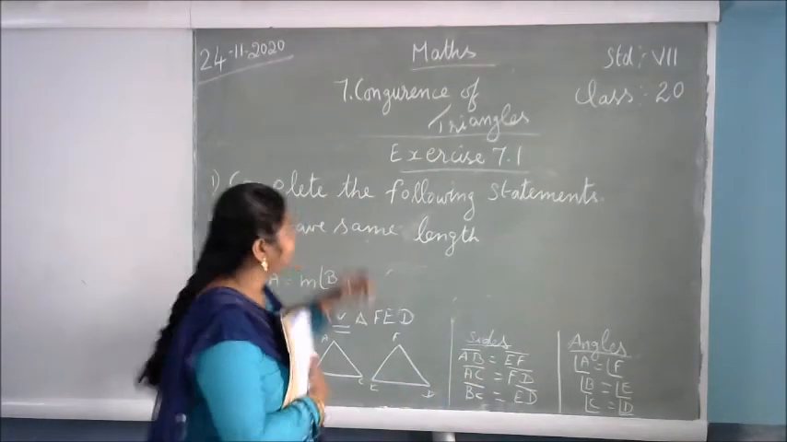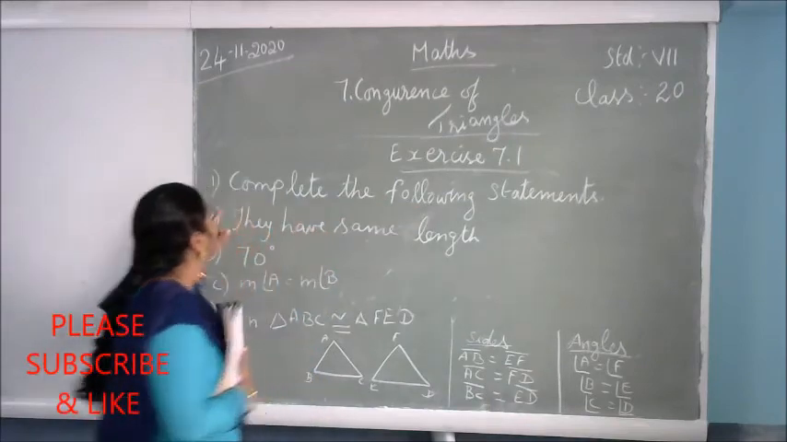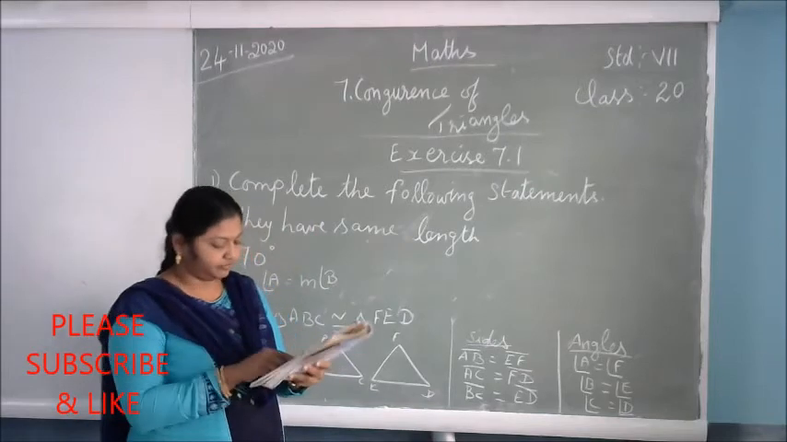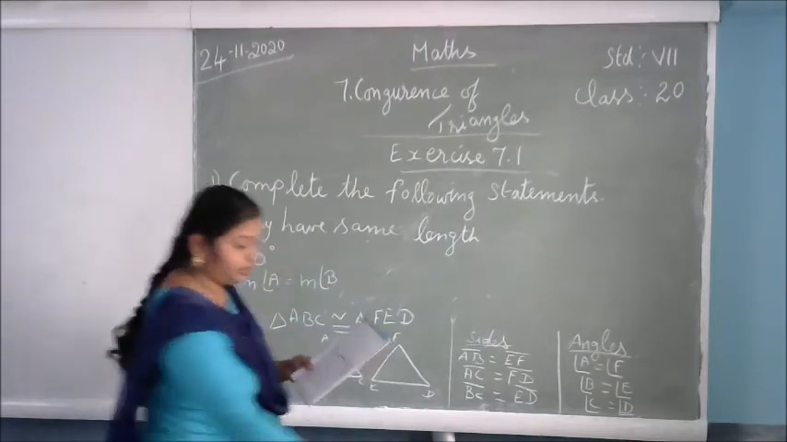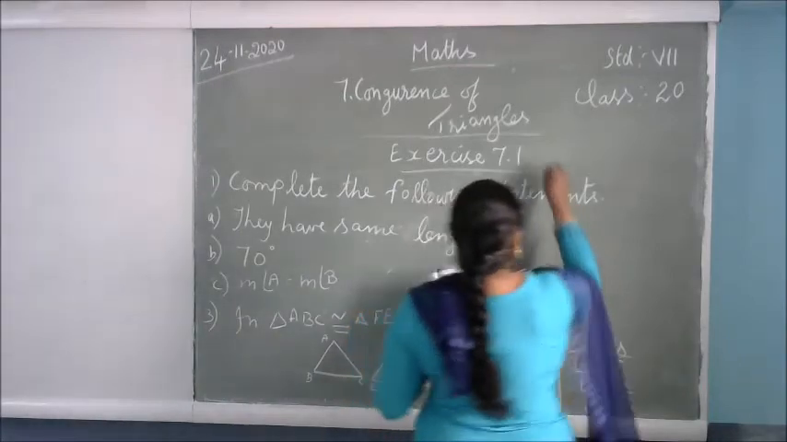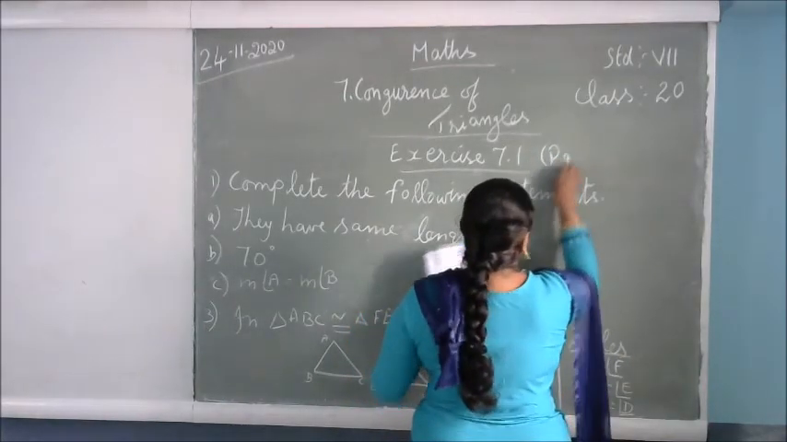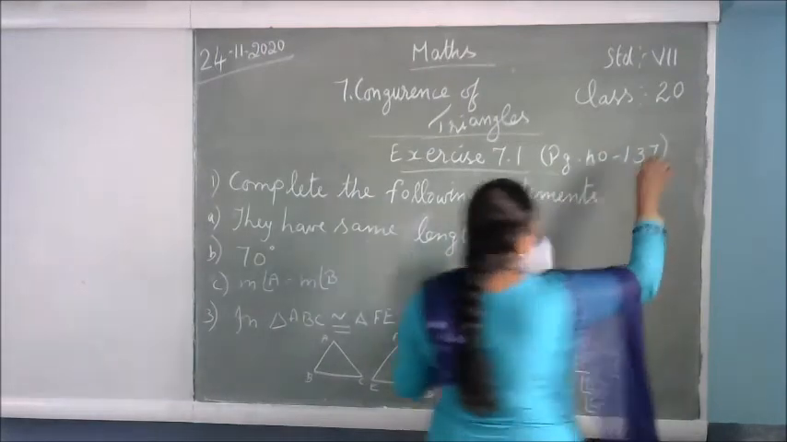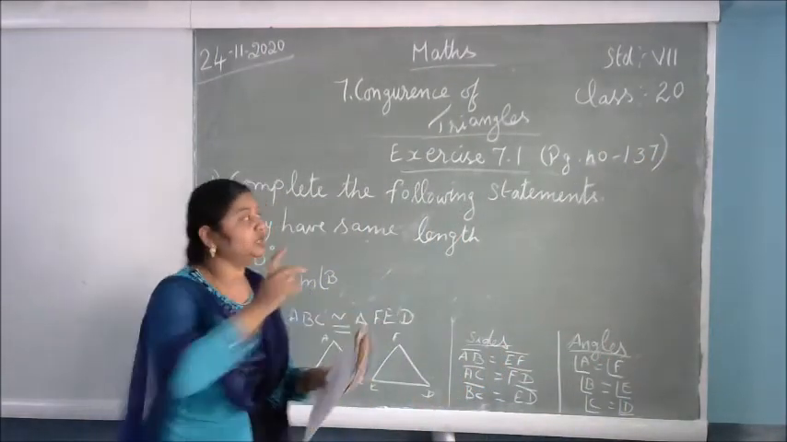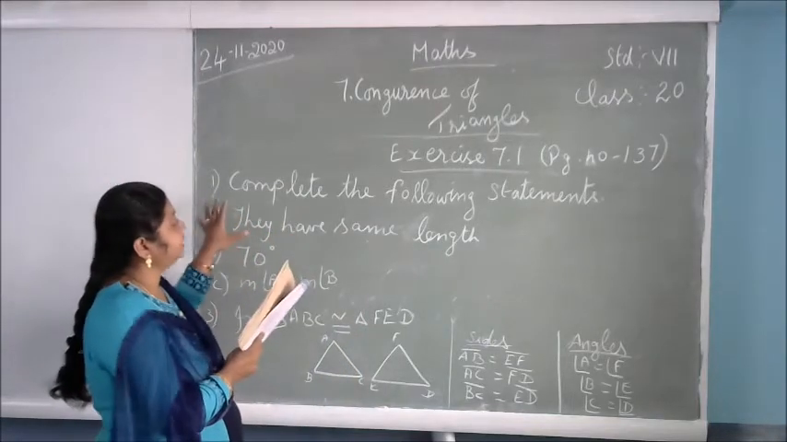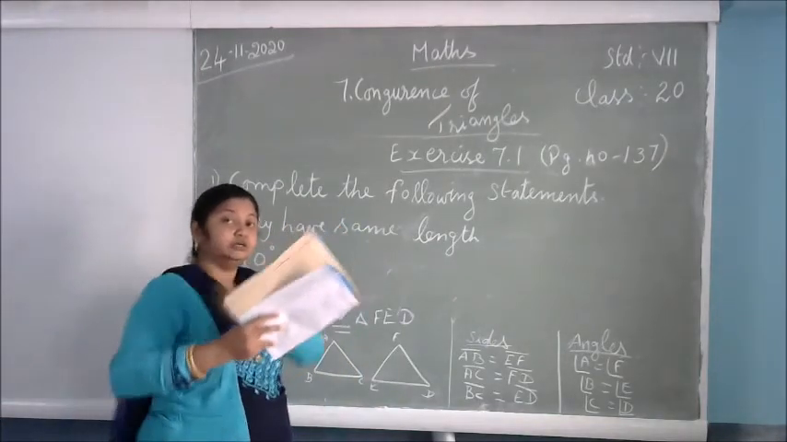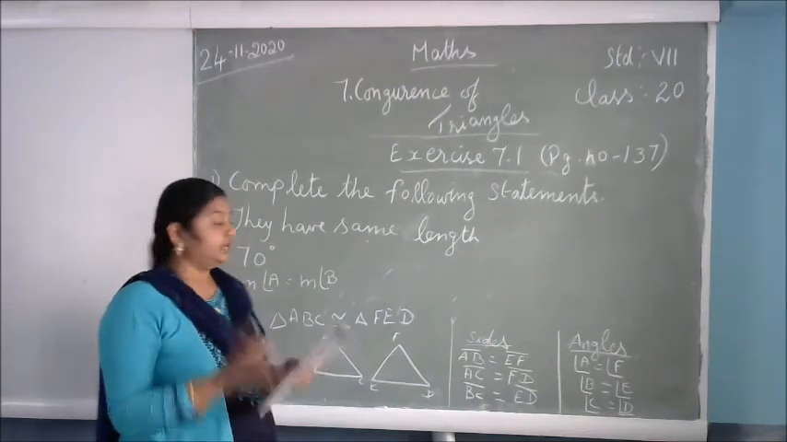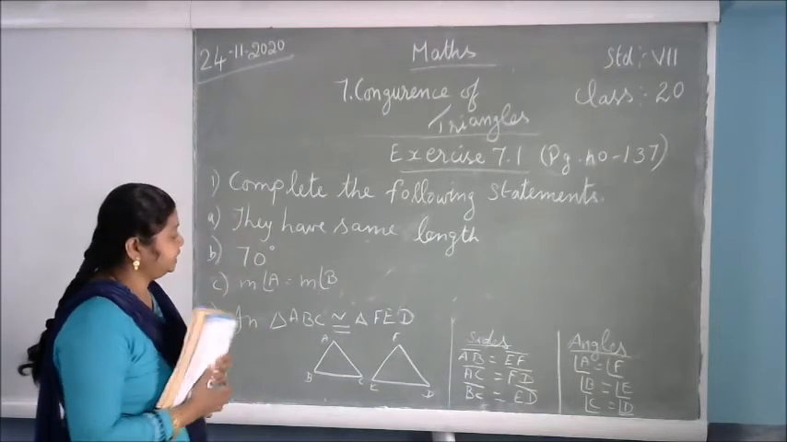In the exercise, you can see exercise 7.1 now. See, complete the following statements. Here, this is filling the blanks. For the first question, see the textbook, page number 137. Take the textbook, open it and write the question properly. I wrote only answers here. You have to see the textbook and write the question, and with the question you should write the answer in the class work.